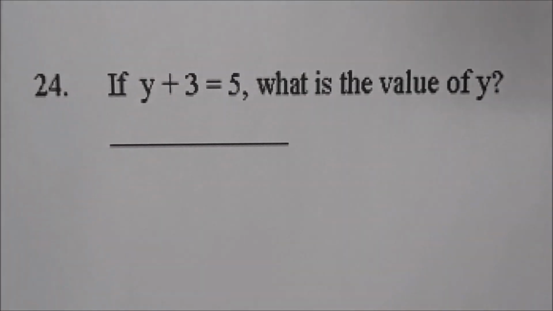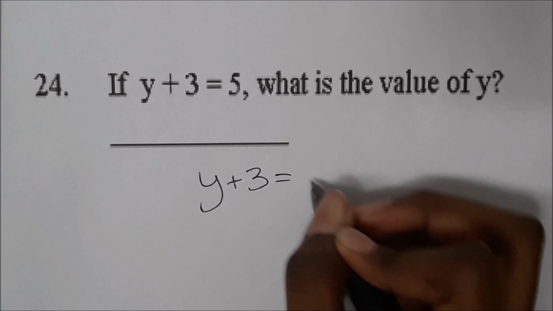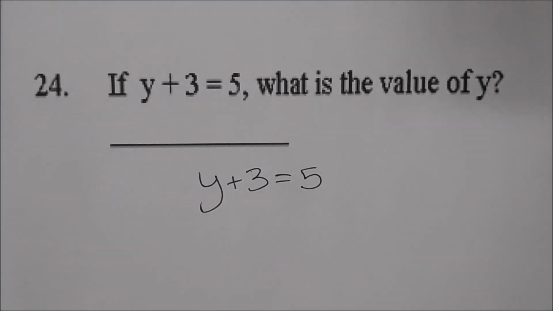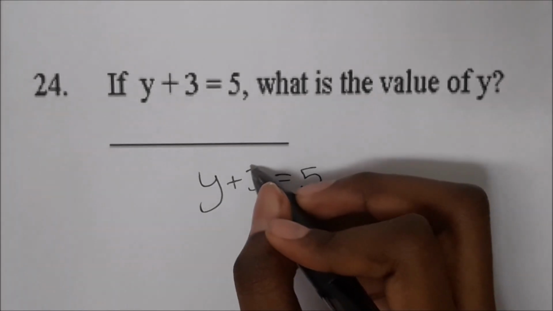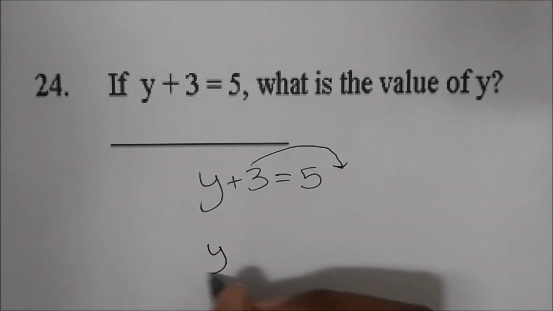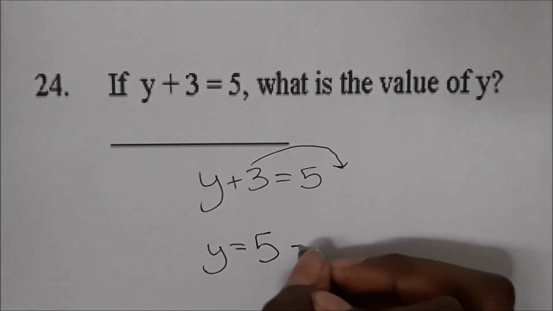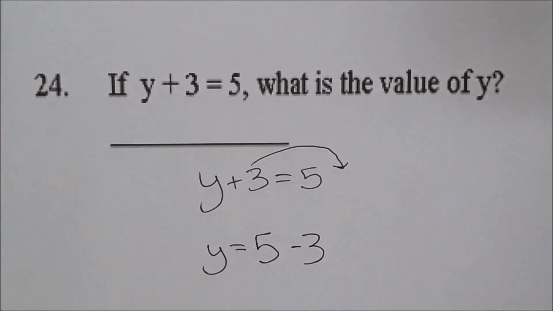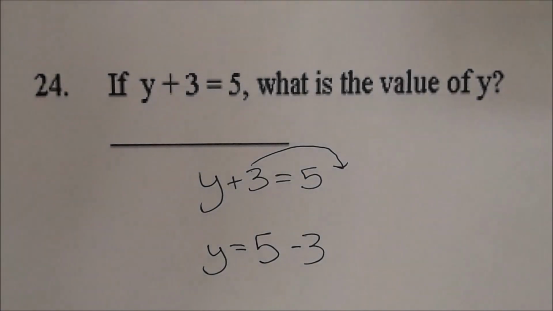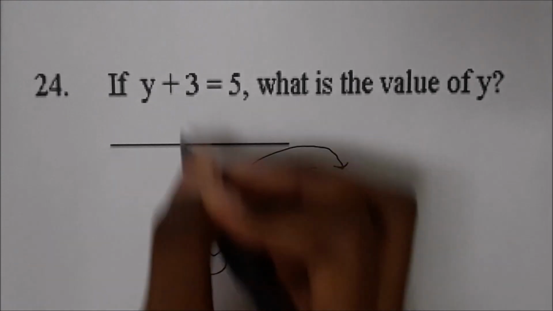Okay, write it again at the bottom of the line. y plus 3 is equal to 5. We need y at the front, so put an arrow to show you're taking that 3 to the back of the equal sign, to the back of the 5. Write it again now. y is equal to 5 minus 3, because we took it across the equal sign. 5 take away 3 equals 2. Put the 2 on the line.